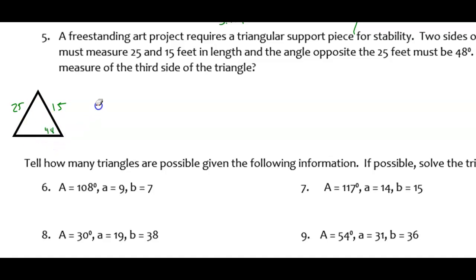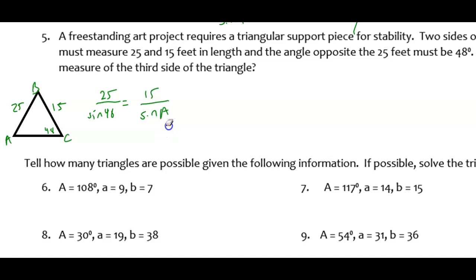Okay, cool. So we got to find the measure of the third angle. So what I'm going to do is use law of sines for this one. And I'm going to find this angle right here. I'm going to start by finding this one. So I could do 25 over sine 48 equals 15 over sine of angle. Here, let's do this. A, B, C. So angle A.